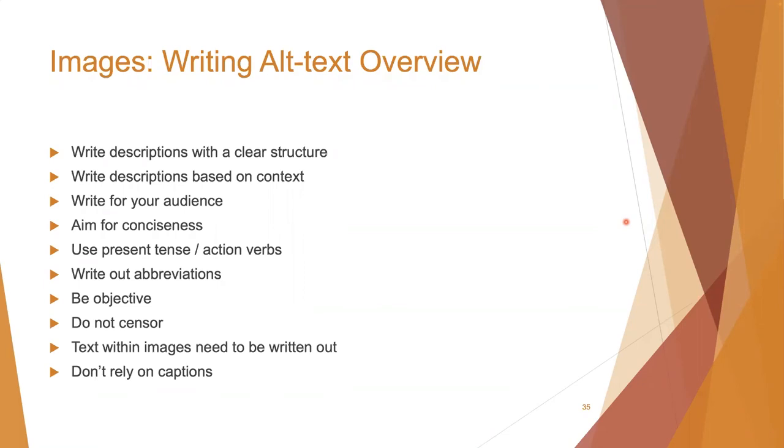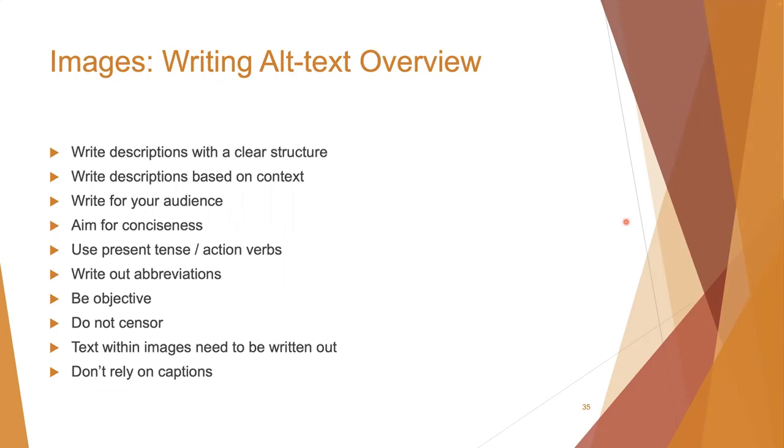And I find in training, the best way for me to explain this is write like it's actually happening, right? You're in the present, it's actually happening. That's how you write your description. And the reason we recommend this is because all study and feedback shows that this just makes it easier to understand, okay? Write out abbreviations.